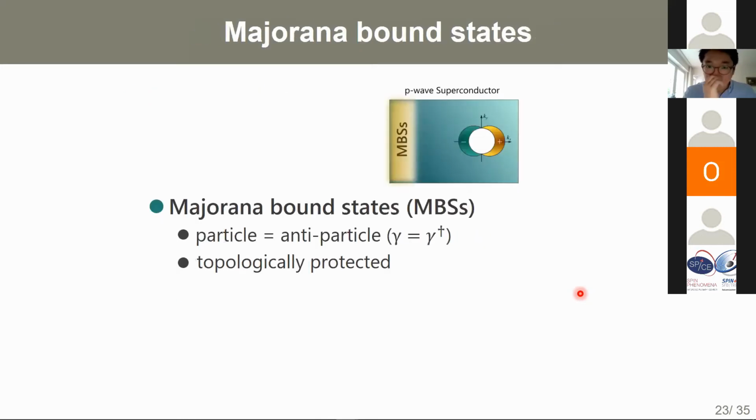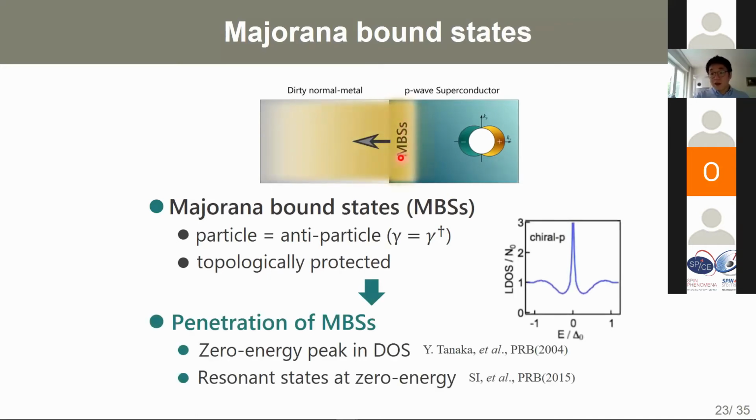unusual phenomena. First, I focus on the Majorana bound state. As I said, a P-wave superconductor can host the Majorana bound state at its surface or junction interface. And when we attach the dirty normal metal, not only Cooper pairs, but also the Majorana bound states can penetrate into the attached dirty normal metal. As a consequence, the penetrated Majorana bound states can form the zero energy peak structure in the local density of states of the attached dirty normal metal. Moreover, it has been proven that such penetrated Majorana bound states can cause resonant transmission in this junction. As a consequence, we can see various anomalies in the low energy transport. So by employing the Majorana bound states, we can explain several aspects of the anomalous proximity effect.